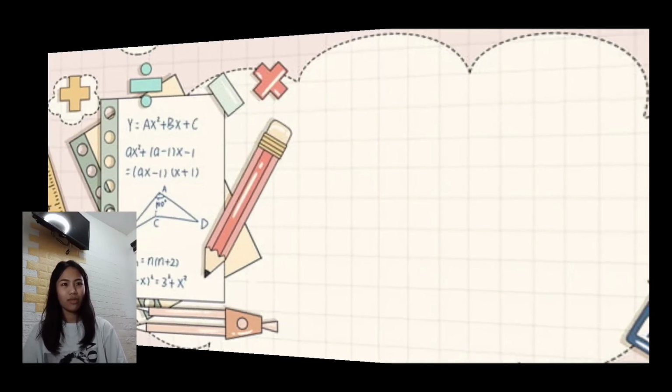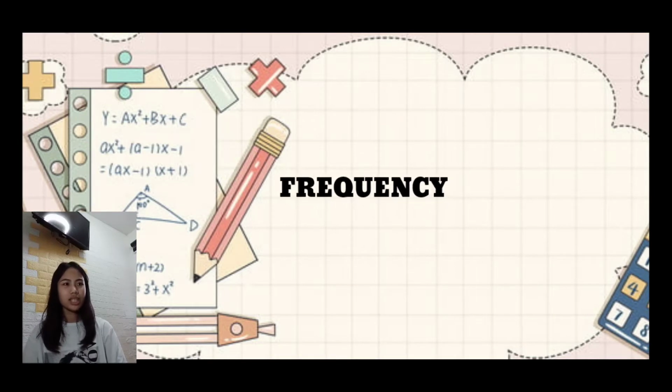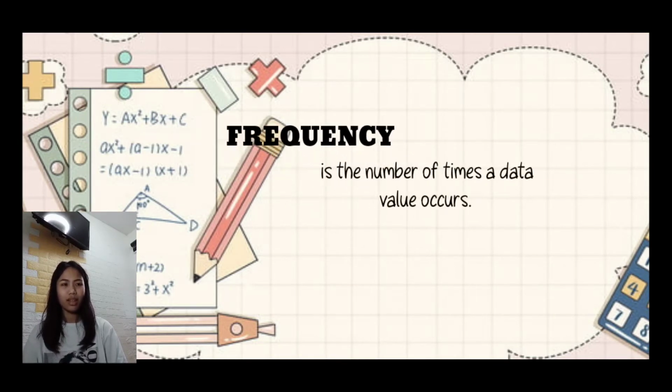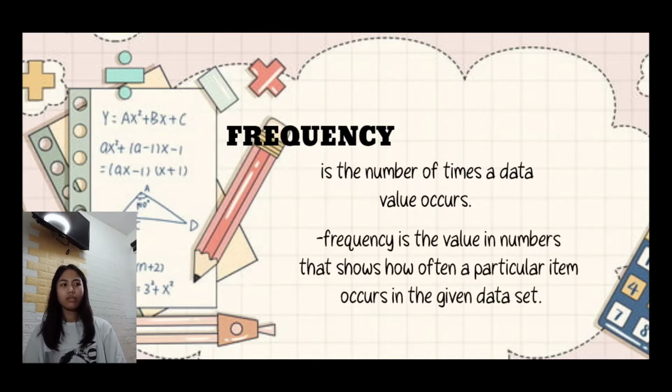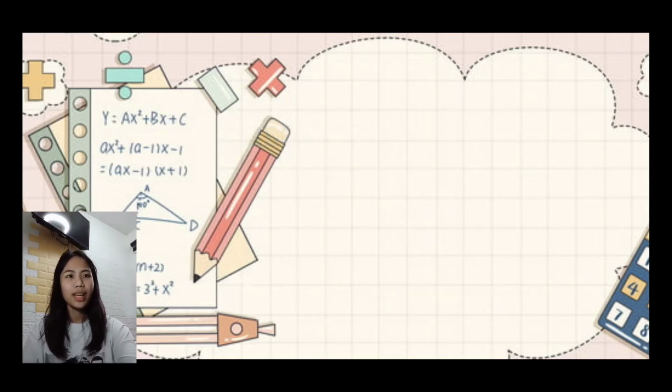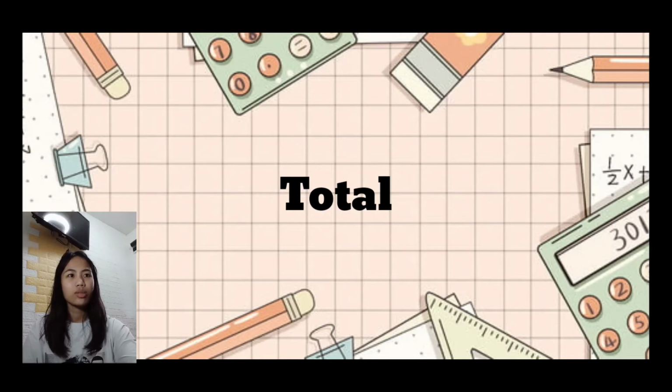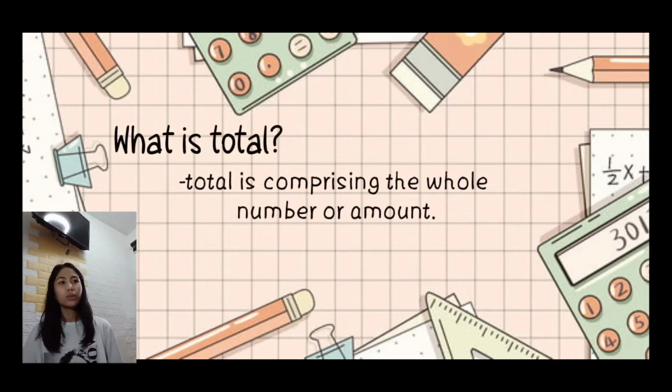Next is frequency. Frequency is the number of times a data value occurs. A frequency table is a table that lists items and shows the number of times the items occur. Frequency is also a value in numbers that shows how often a particular item occurs in the given data set. Next is total. A total is comprising the whole number or the total amount.